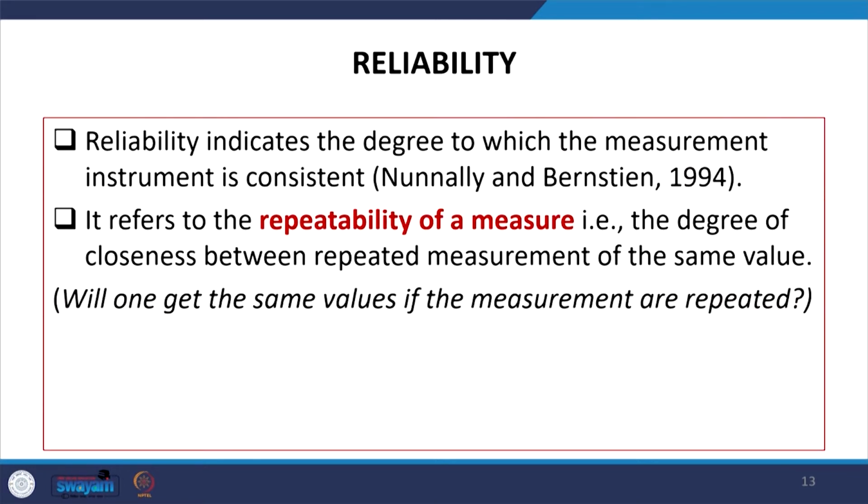Now, we are discussing reliability after the discussion of validity, where we said the proximity to the population result is, in fact, defined as the validity.